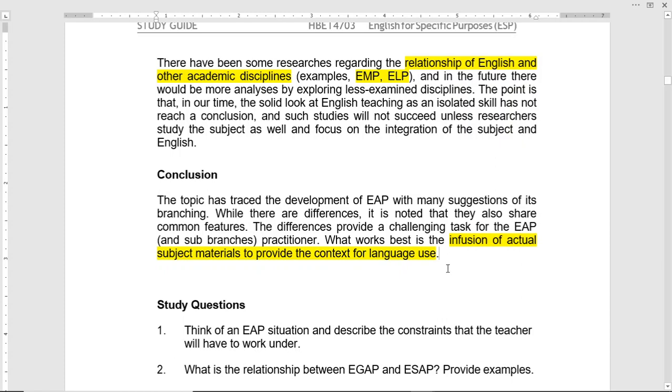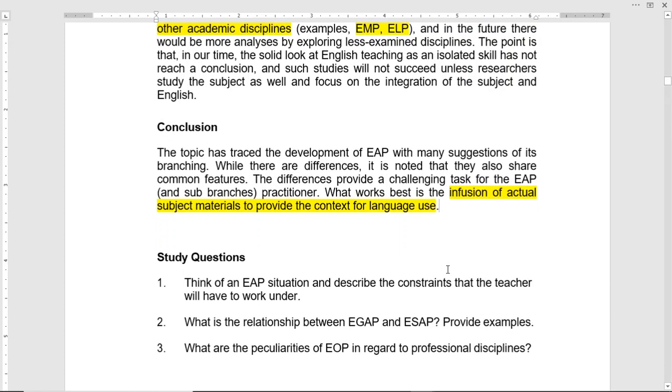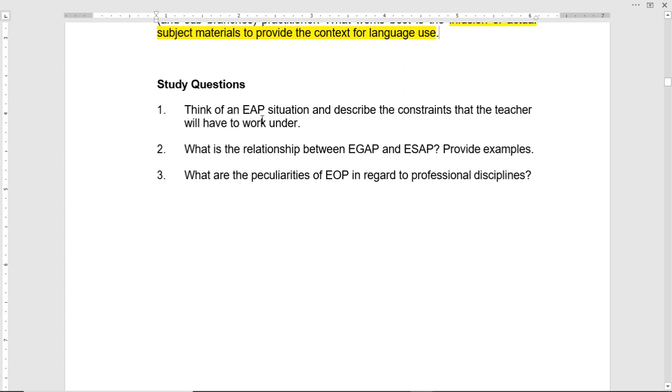Different disciplines. Okay, so let us go through some questions. Think of an EAP, English for academic purposes, situation, and describe the constraints that the teacher will have to work under. Think about English for academic purposes, English for general academic purposes, English for specific academic purposes. What is the relationship between these two? General academic, specific academic. What are the peculiarities of English for occupational purposes in regard to professional disciplines?